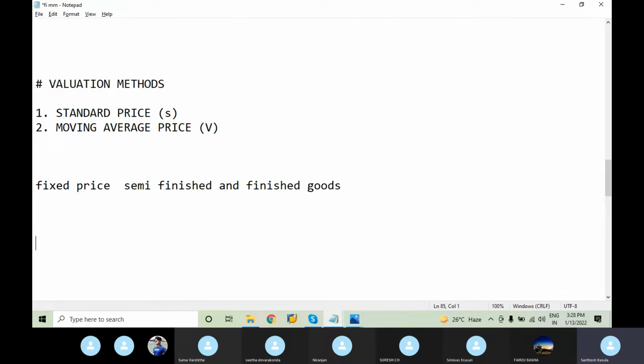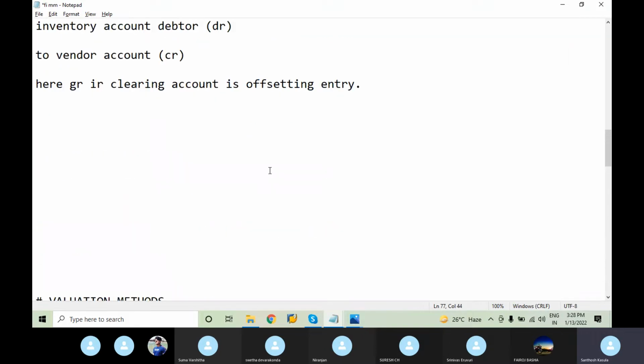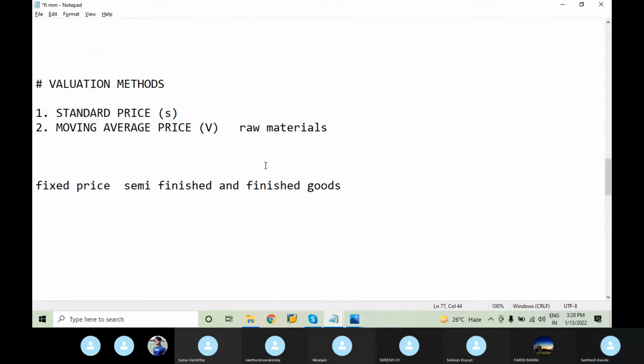Moving average price means there is no fixed price. It depends on the stock, the value and the quantity we are purchasing. So moving average will mostly be considered for raw materials. Why? Because the price is not decided by us in purchasing; it is decided by the seller. That is the reason we have moving average price for raw materials, and standard price for the goods we are selling, so semi-finished and finished goods, with a fixed price. It is not mandatory, but it depends. In most cases, 90% of the cases, this is how it is.